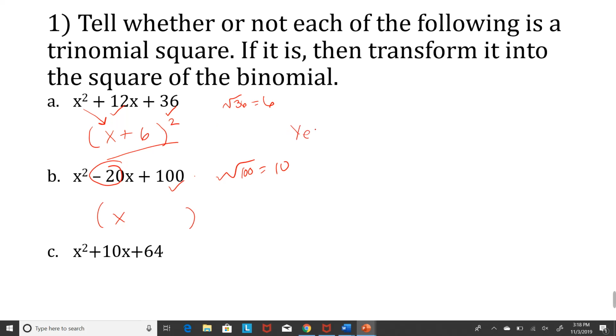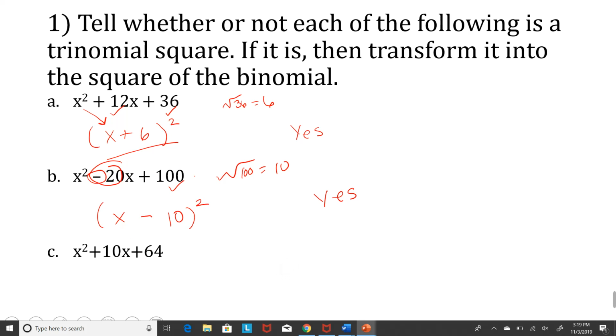So we had a yes here, and we have a yes here. And so we're going to do a 10 as the square root of 100, and it has to be minus since we have a minus on the 20. So you have quantity of x minus 10 squared. And if you FOIL that out, you'll get x squared minus 20x plus 100.